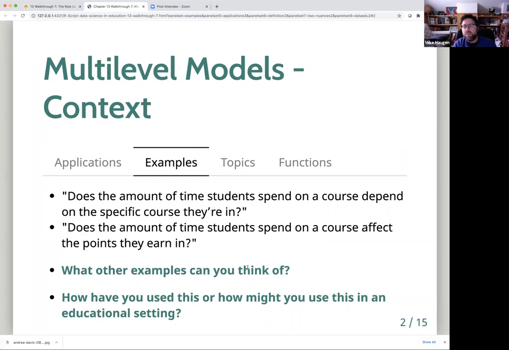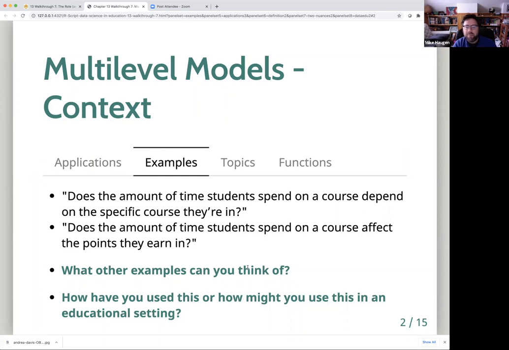And then, as we'll see once we get to the end of the presentation, one of the big things that multi-level models seek to solve is related to the independence, the requirement for linear regression to have independent observations.